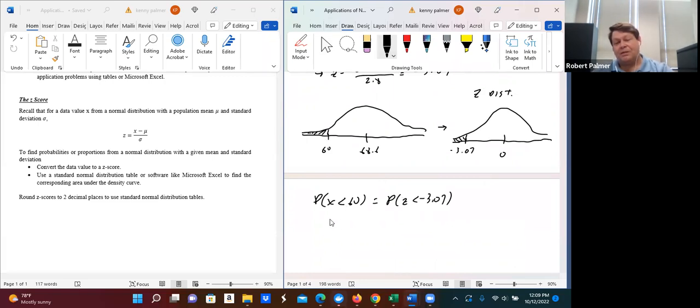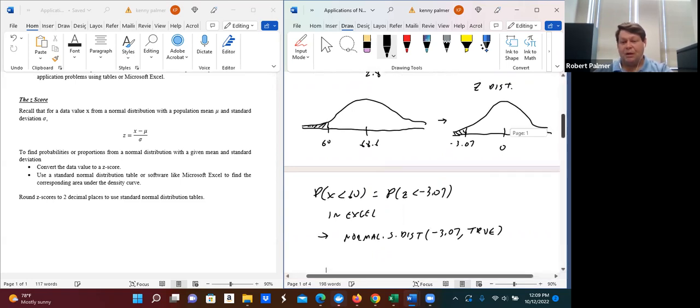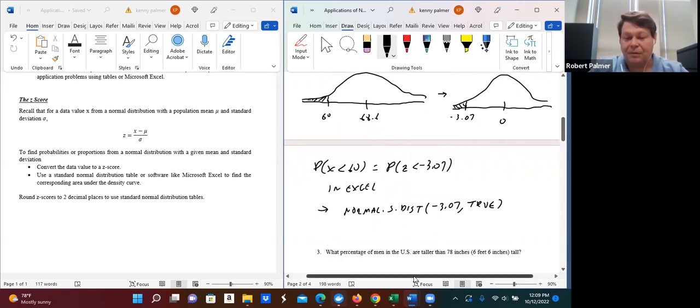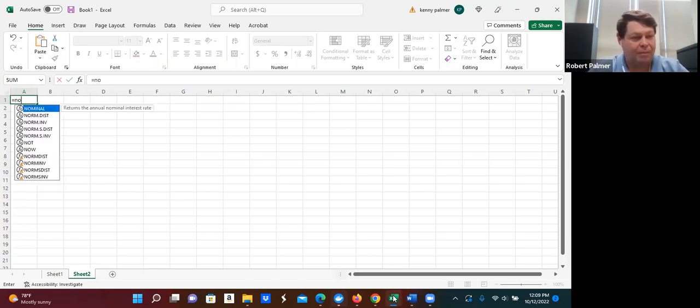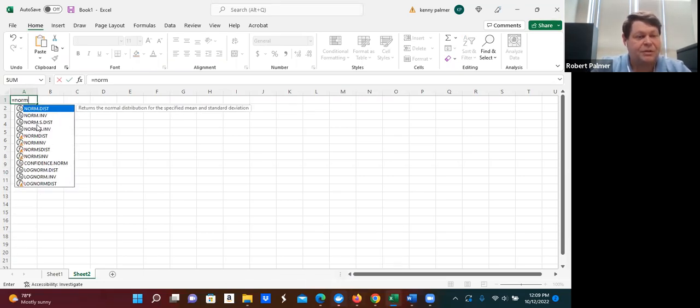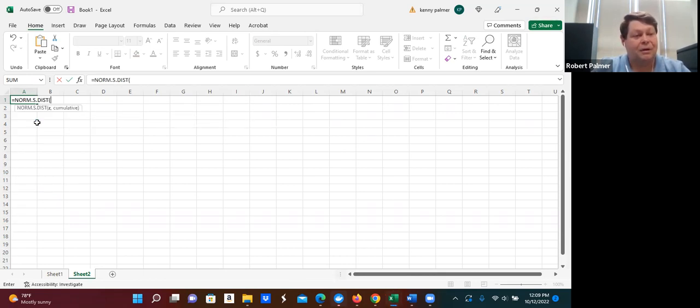Now, in Excel, we use Microsoft Excel. Remember how we do this? This is going to be NORM.S.DIST for the standard normal distribution. Then we type in this value, negative 3.07, and also the word TRUE. This means we want the cumulative distribution. So let's open up Excel. Equal, start to type NORM, and make sure you pick the right one. For the standard normal distribution, it's right here, NORM.S.DIST. Double click on that.